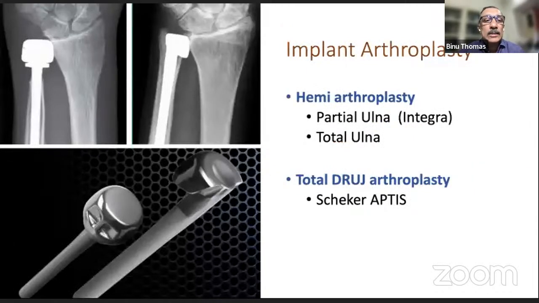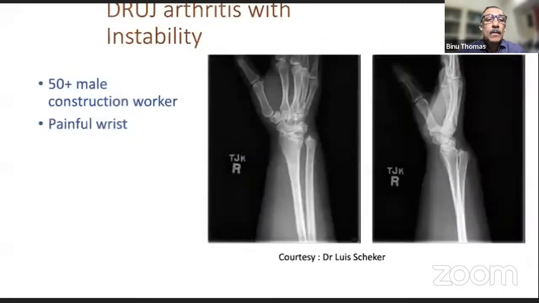Coming to the implant arthroplasties, this is for completion. There have been hemiarthroplasties, like a partial ulna or a total ulna, and the Scheker total DRUJ arthroplasty. So here is a patient, courtesy of Luis Scheker, under whom I did my fellowship when he had perfected this prosthesis. And so I had the opportunity to assist him for these cases.